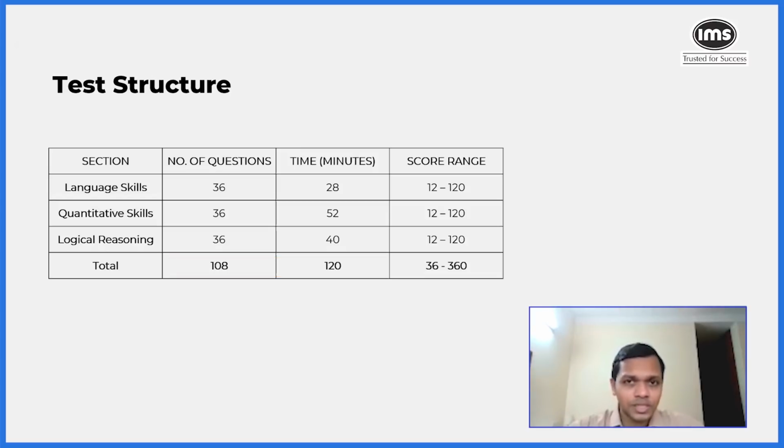And for each of the sections, the score is reported in a scaled format from 12 to 120. So you don't get your raw or absolute score, but what you get is your scaled score, which means the total score that you get is reported on a scale of 36 to 360.